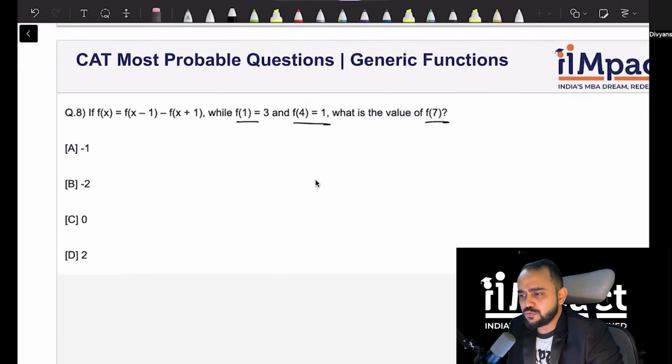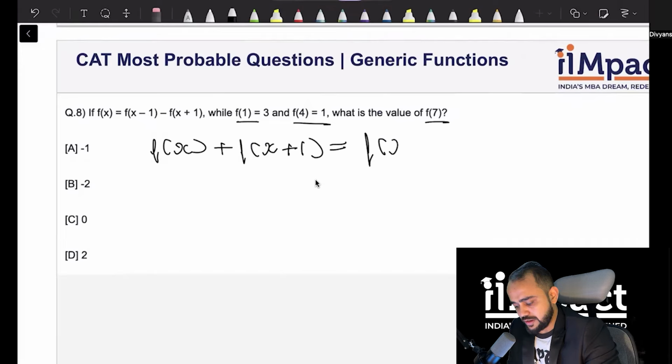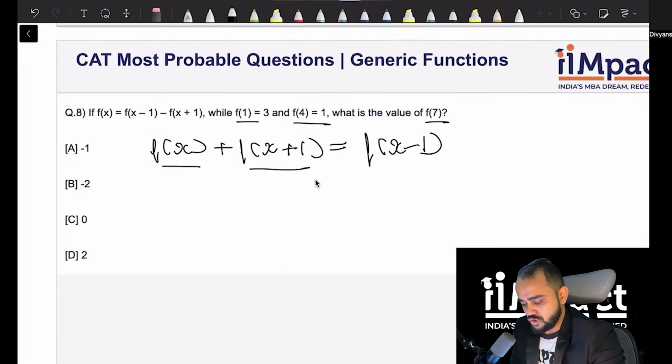What it means for us is that the sum f of x plus f of x plus 1 is actually equal to f of x minus 1. So the previous term is the sum of the current term plus the next term. I've been given f of 1, I've been given f of 4. So I'll have to use this to find f of 7. So some intermediate variable is going to get involved.